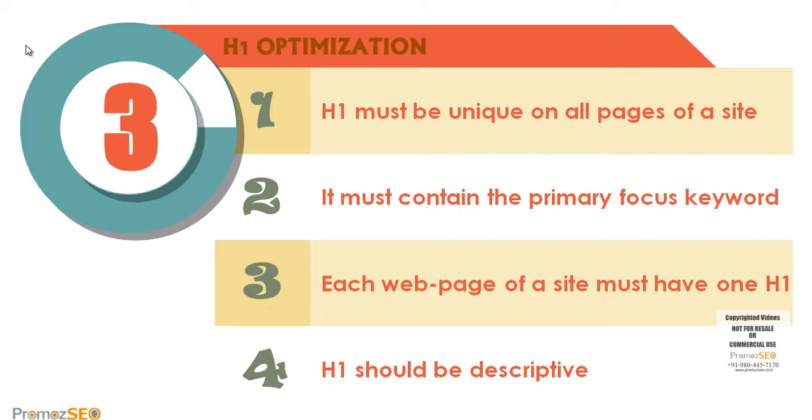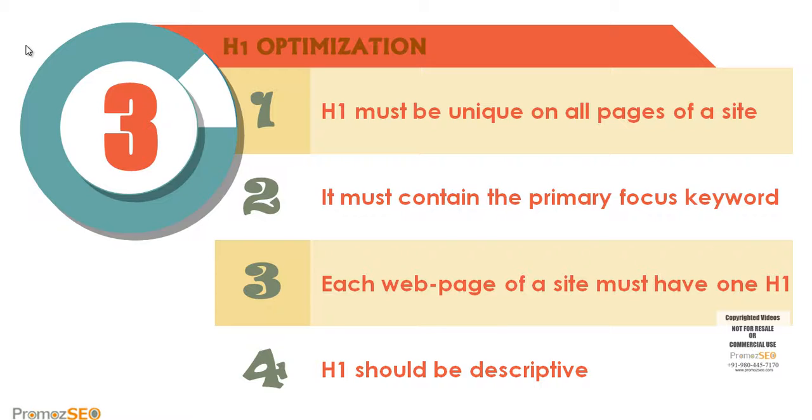Next point is H1 optimization. H1 is one of the most important things people are going to view when they land on a site. It's not only for search engines. This is basically one thing which people can see when they land on your page. So this is going to be very crucial, very important.